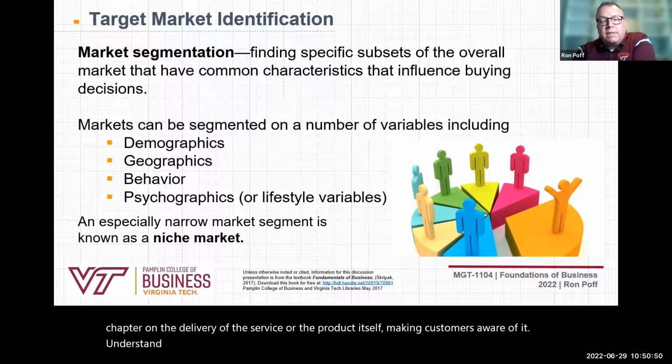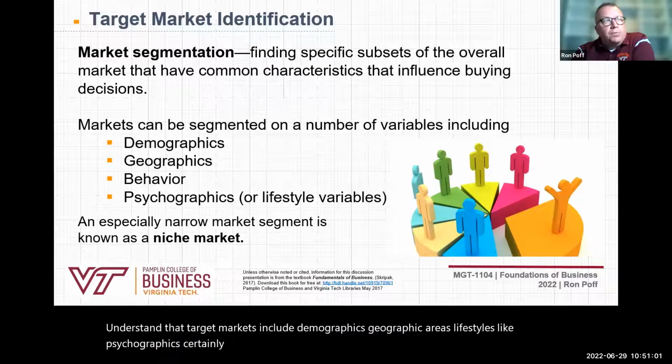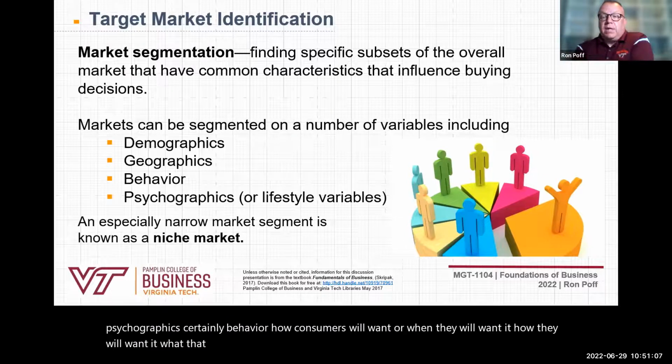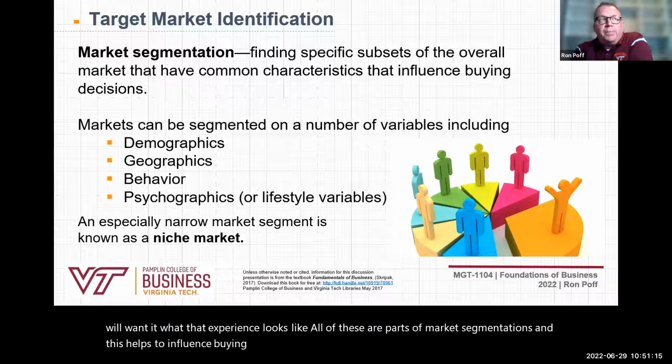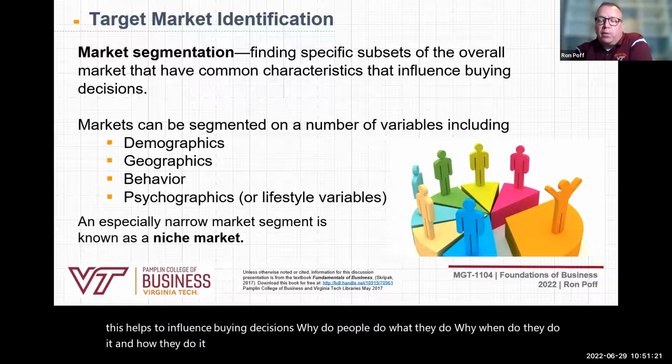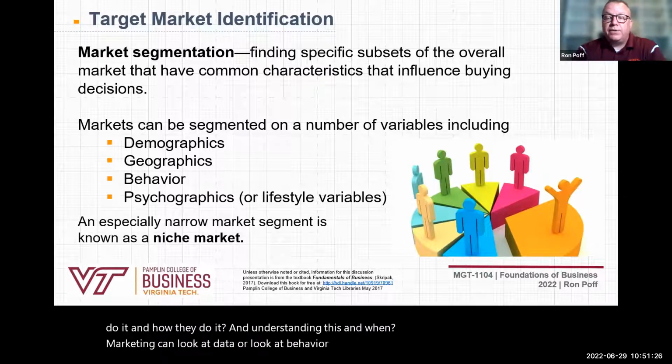Understand that target markets include demographics, geographic areas, lifestyles like psychographics, and certainly behavior: when consumers will want it, how they will want it, and what that experience looks like. All of these are parts of market segmentation, and this helps to influence buying decisions. Why do people do what they do? When do they do it? And how do they do it? Understanding this, and when marketing can look at data or behavior patterns, these are all important aspects.